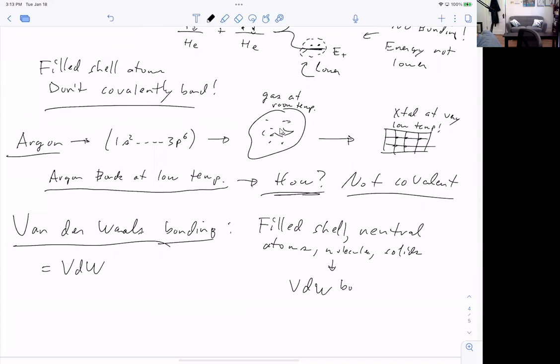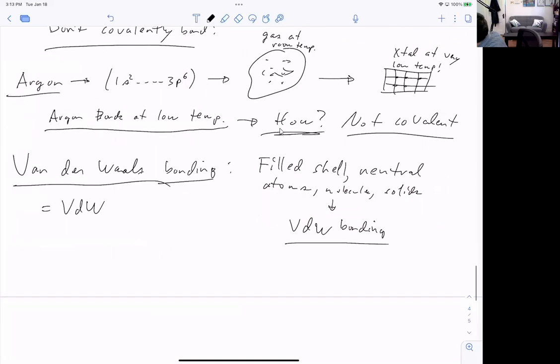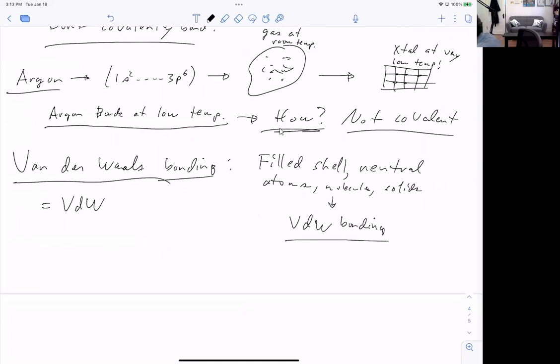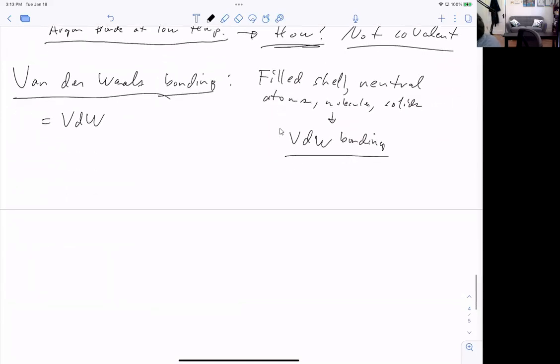So what is VDW bonding, van der Waals bonding, and how does it work for filled shell neutral atoms? How do they bond? It's not obvious what the mechanism is. So let's talk about it. Let's consider the van der Waals bonding mechanism.